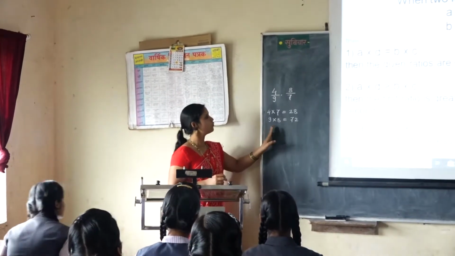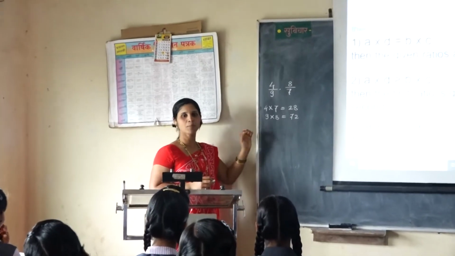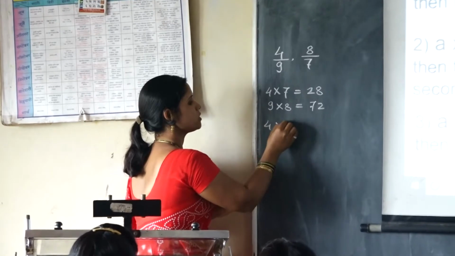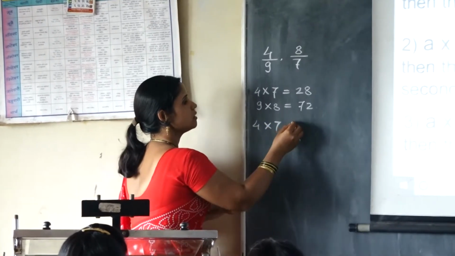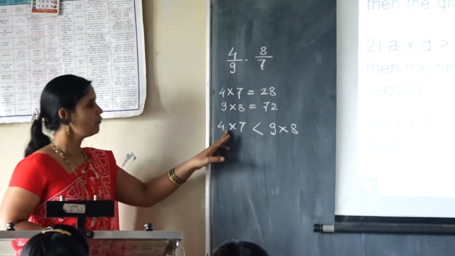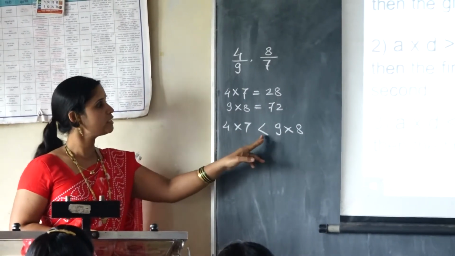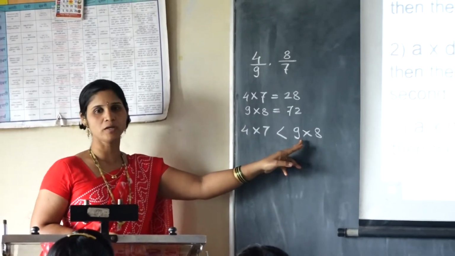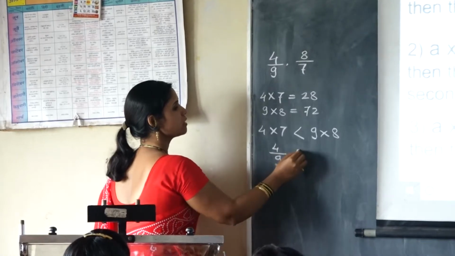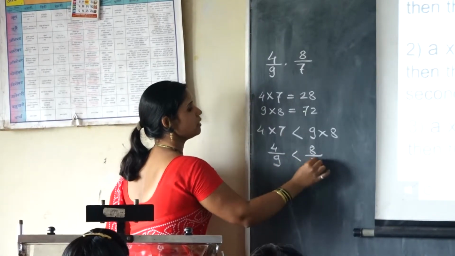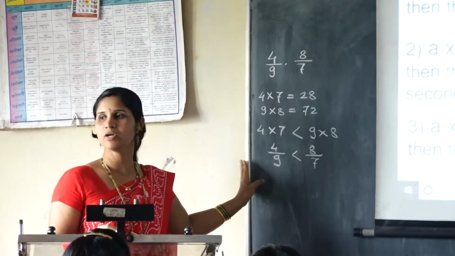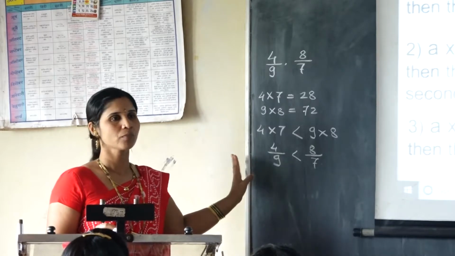Very good. If we have to write these cross products in comparison, how can we write it? 4 into 7 is less than 9 into 8. If the first cross product is less than the second cross product, then we can say that the first ratio is less than the second ratio. In this way, we can compare the given two ratios. Okay?